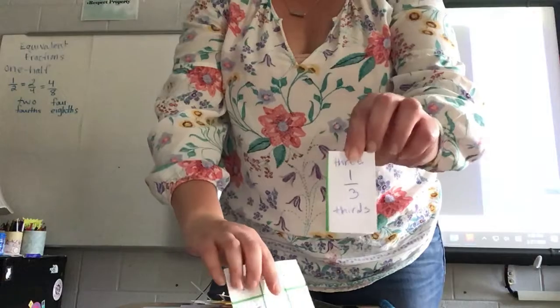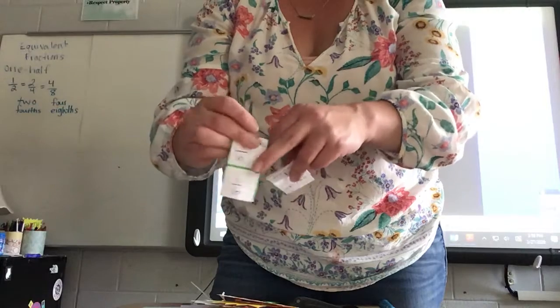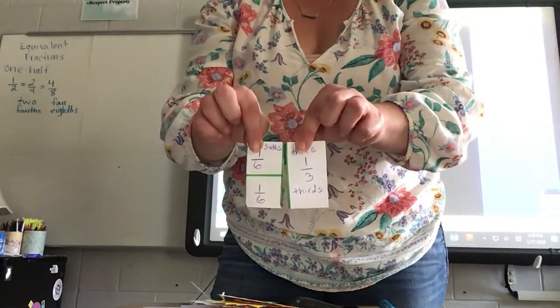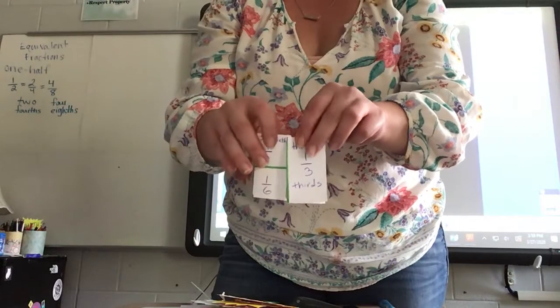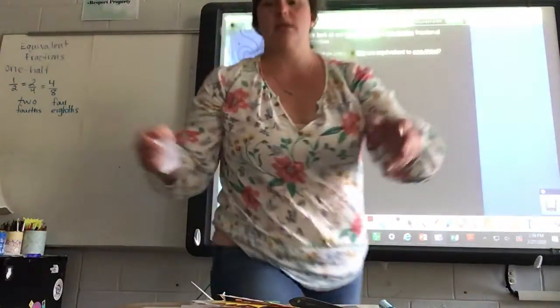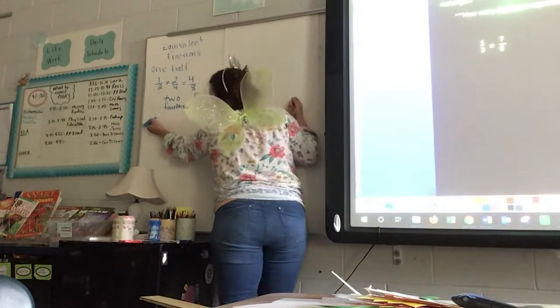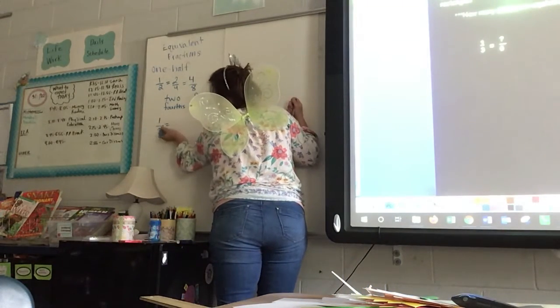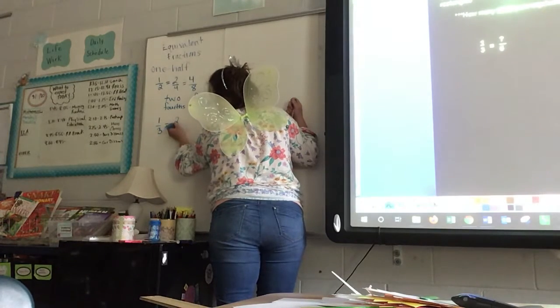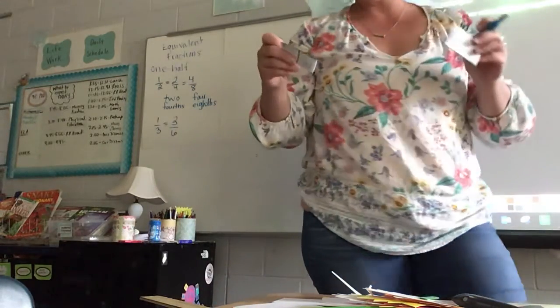Now, if I double 3, I know that's 6. So if I fold my sixths in half again, how many sixths equal 1/3? Well, 1, 2/6. So I can write that right here. Now 1/3 is equal to how many sixths? 2, 3, 3/6?